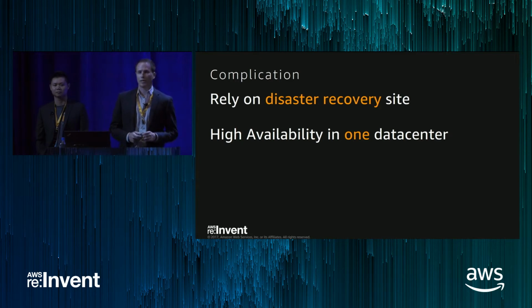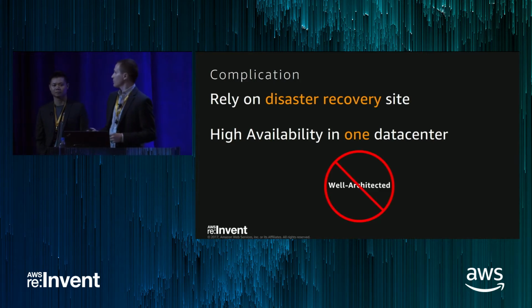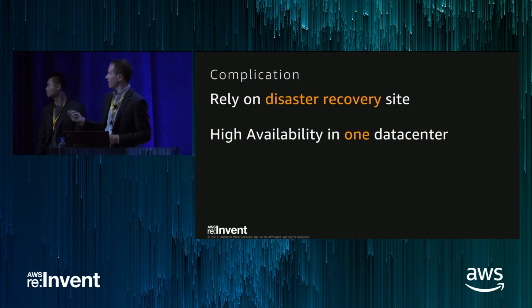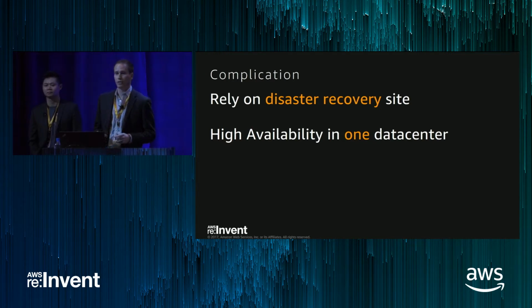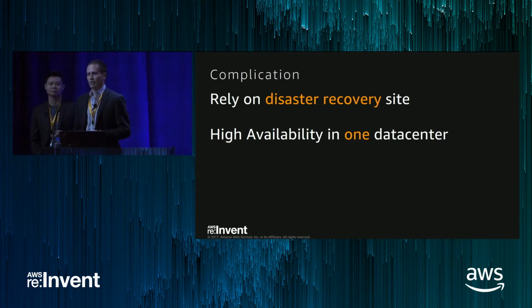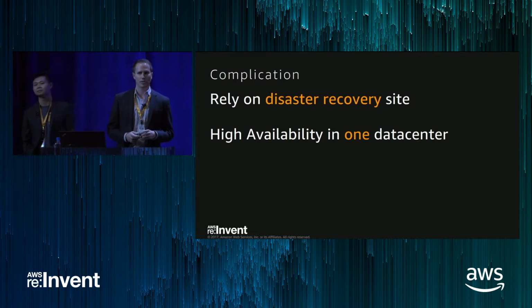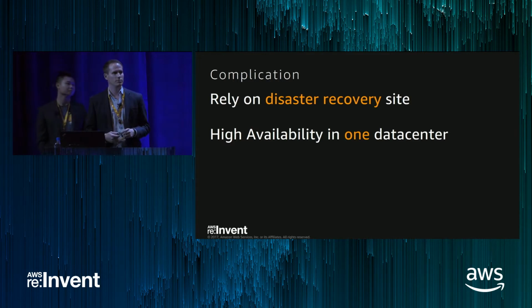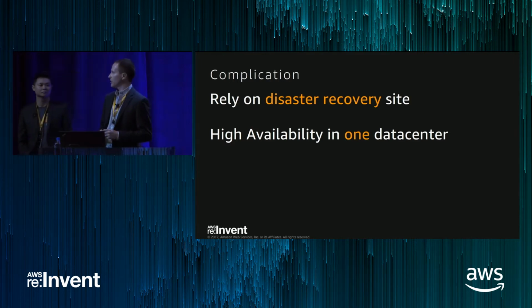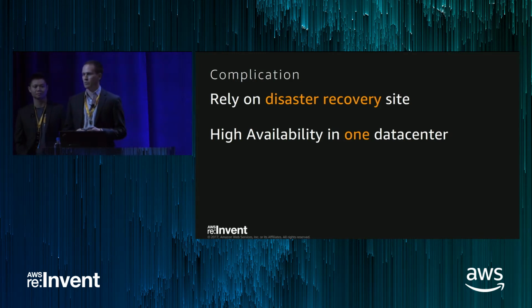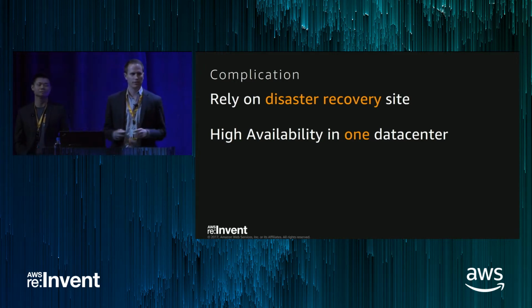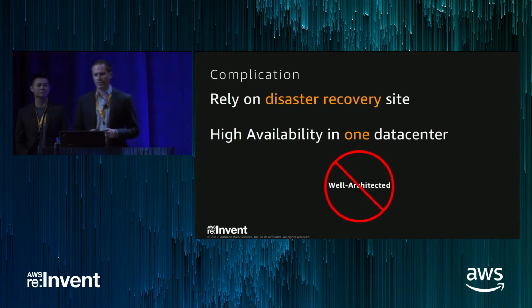Now, let's talk about some complications that you see on premises. The first complication I see is that we rely on a disaster recovery site instead of relying on HA. By a show of hands in the room, who is running some sort of HA in their on-prem or AWS implementation? All right, good deal. Second complication that we see is high availability being run in one data center. By a show of hands, who here is running HA that spans across data centers? Okay, so a little less hands.